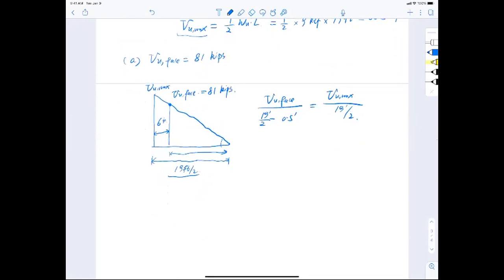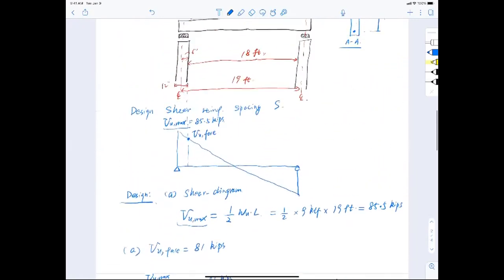Okay, why am I doing all this? I don't know, Bob. You are a professor, you like concrete. That's why you're doing this. Well, I know that. But why specifically am I finding the shear force at the face? Why is that?